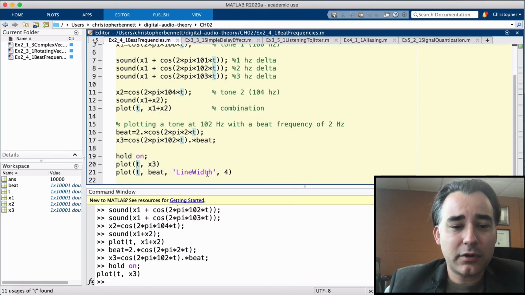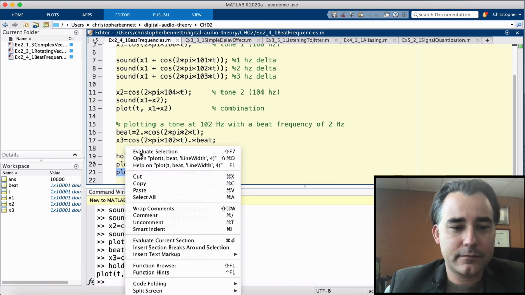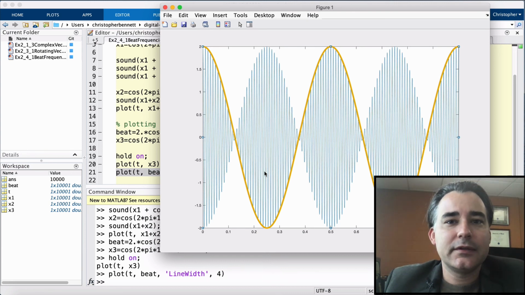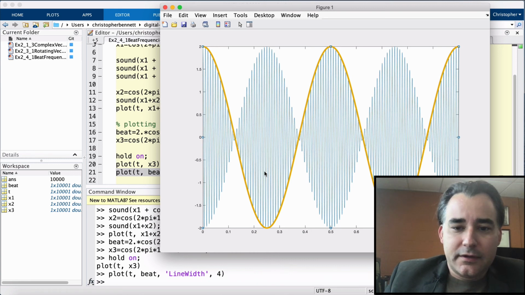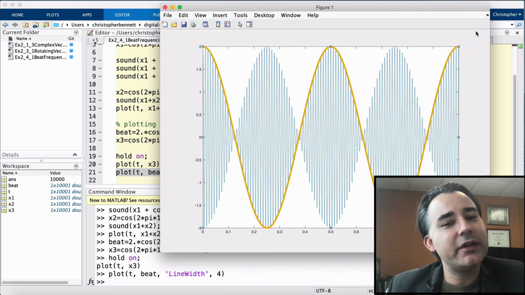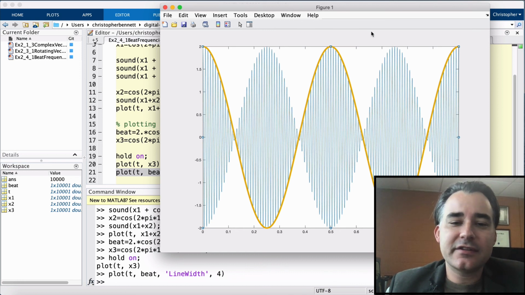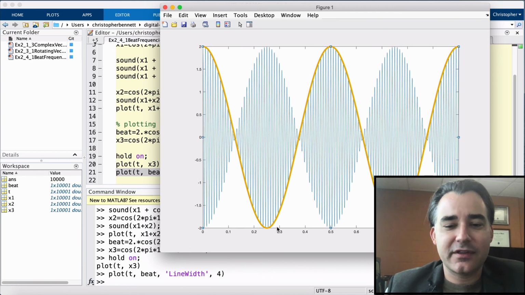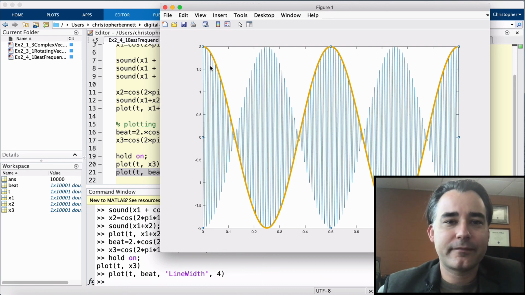Interestingly, we can plot the beat frequency by itself here. So let's do that. Pull it up. Here we go. Here's the beat frequency. Now you'll notice that the beat frequency only has 2 cycles here. 1, 2, right? But what we hear is 4 cycles. And that's because the ear can't distinguish between the positive phase of this beat frequency and the negative phase. So we hear this as 4 Hertz as the true delta.